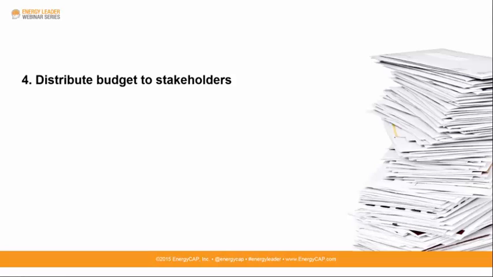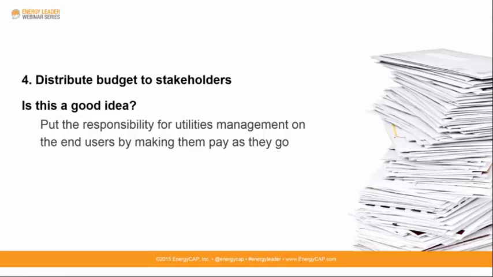And the fourth thing that often comes up when we're working with clients on budgets is the question about distributing the budget funds to the stakeholders. And you should consider if this is a good idea or not. What I mean by this is some organizations have said rather than paying for utilities centrally out of a physical plant budget or a general services budget, they're going to take that entire purchased utilities budget and break it up department by department or agency by agency or division by division and distribute that budget to the various stakeholders, and their budgets then are going to get charged for their portion of utility consumption. So they're paying as they go.